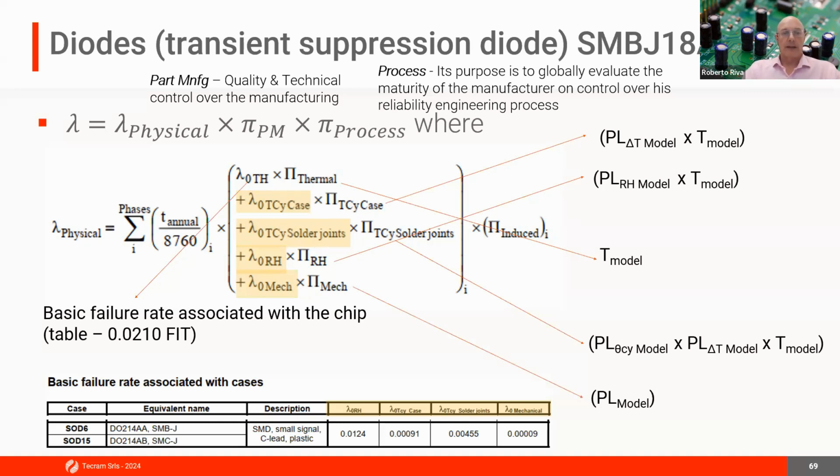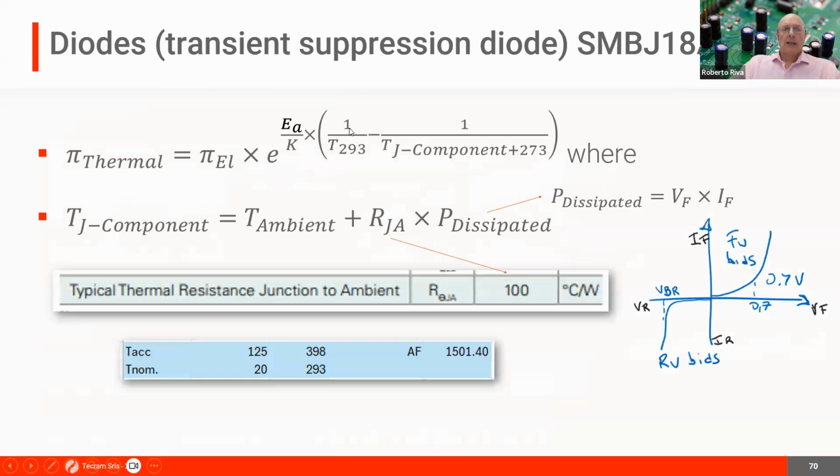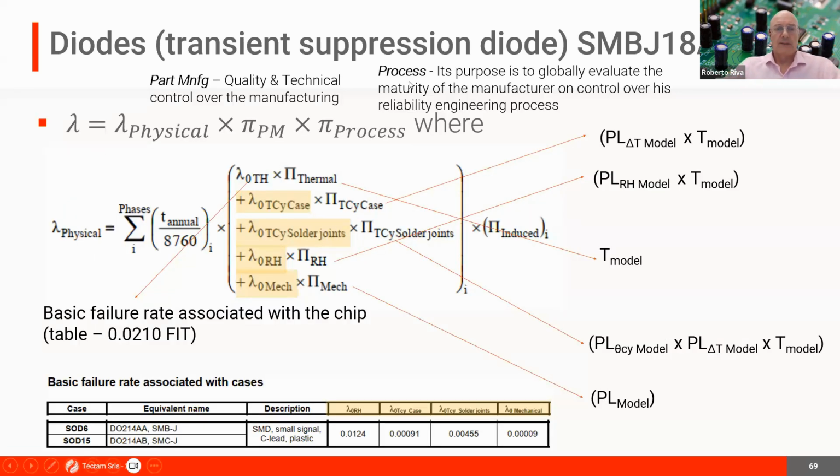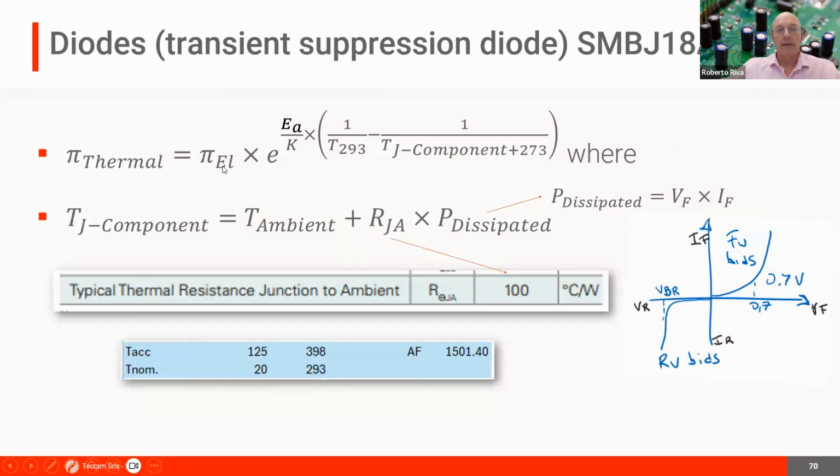As you can see, it's quite complex, and that's just the pi physical. Then you have a pi power manufacturer, and then a pi process. The pi thermal, which is this value here, is not just a number but another formula. It's a pi EL multiplied by the Arrhenius, and it takes into account the junction component temperature. The junction temperature is the ambient temperature plus the junction-to-ambient thermal resistance multiplied by the power dissipated. Now that goes back to square one. We don't know the forward current. We know the forward voltage because if it's a silicon diode, it's 0.7, if it's germanium, 0.3.